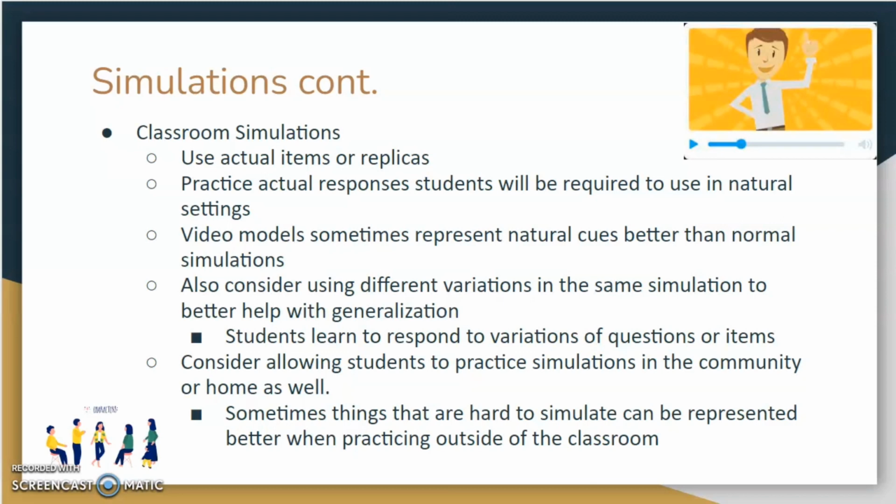Following that, we also should consider allowing students to practice these simulations within the community or home. Sometimes it's hard to simulate things only in a classroom or only online, when if you go to a store or you're practicing them at home in the actual setting, sometimes it helps students to understand and generalize those skills better and more effectively.